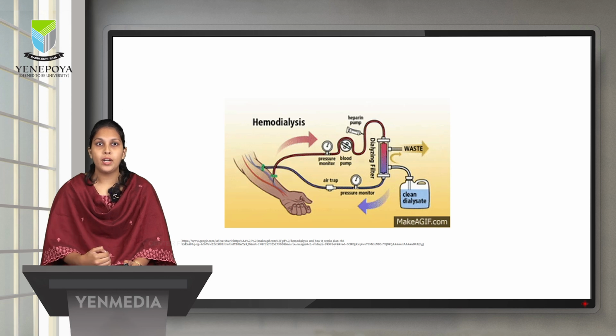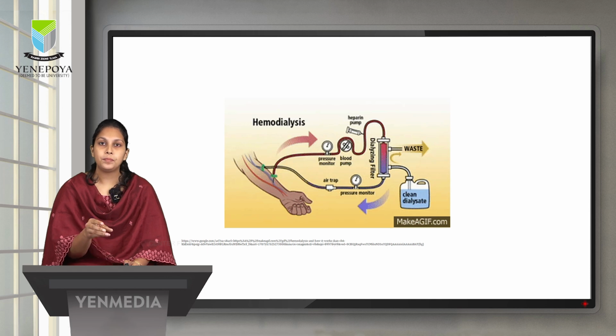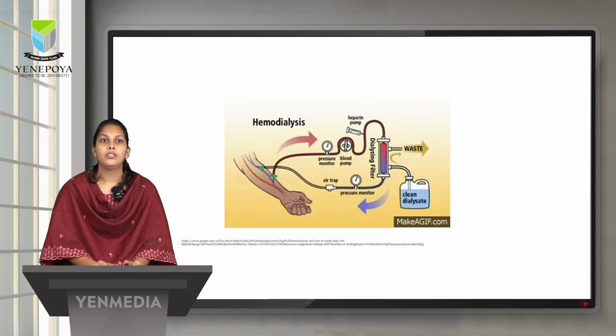Through one compartment blood will flow, and through the other compartment the dialysate will flow. In the middle there is a thin layer called the semi-permeable membrane. Through the semi-permeable membrane, the transport of molecules, solutes, solvents, etc. are done. So we are going to discuss how it happens.